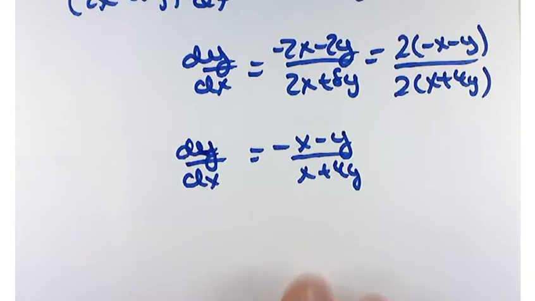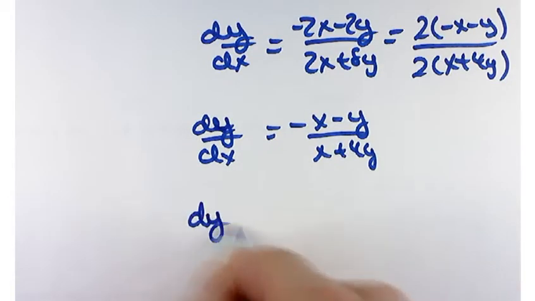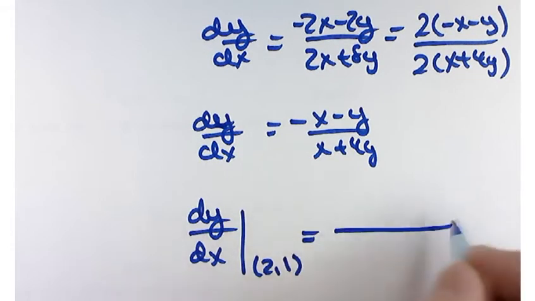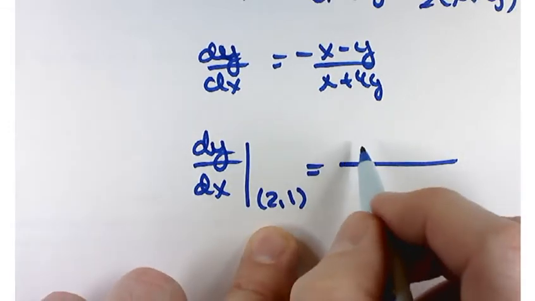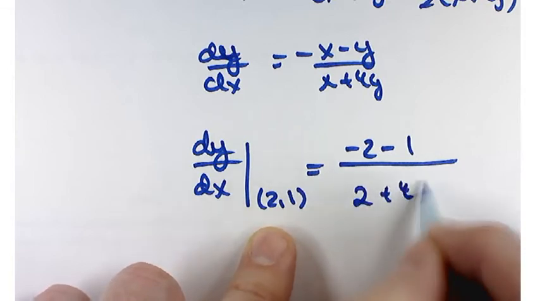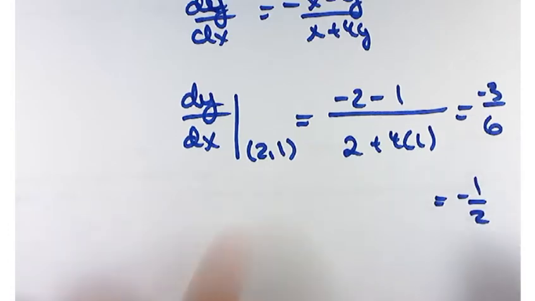Now the last part of it is to plug in the point (2, 1). So dy/dx at the point (2, 1). Let's see, it's going to be (-2 - 1) over (2 + 4 times 1). Gives me -3 over 6, or a slope of -1/2. Okay, looks good there. So the big thing here was that you had to use the product rule and the chain rule as part of the derivative. Yes, sir.